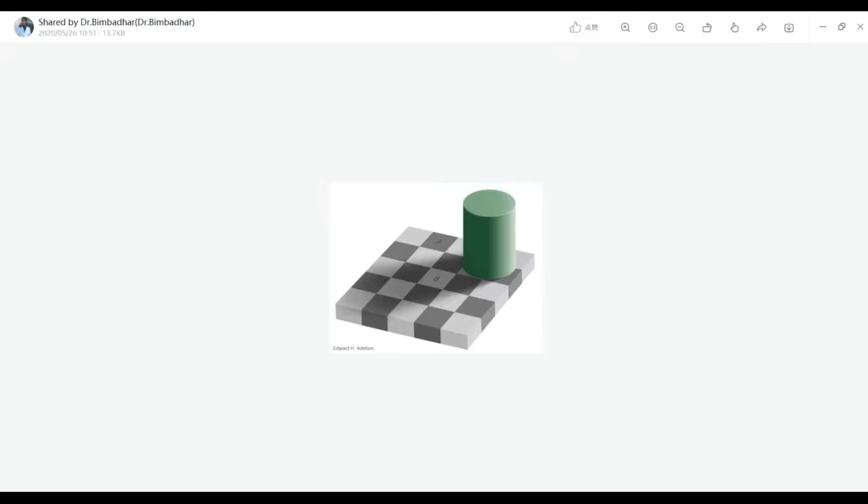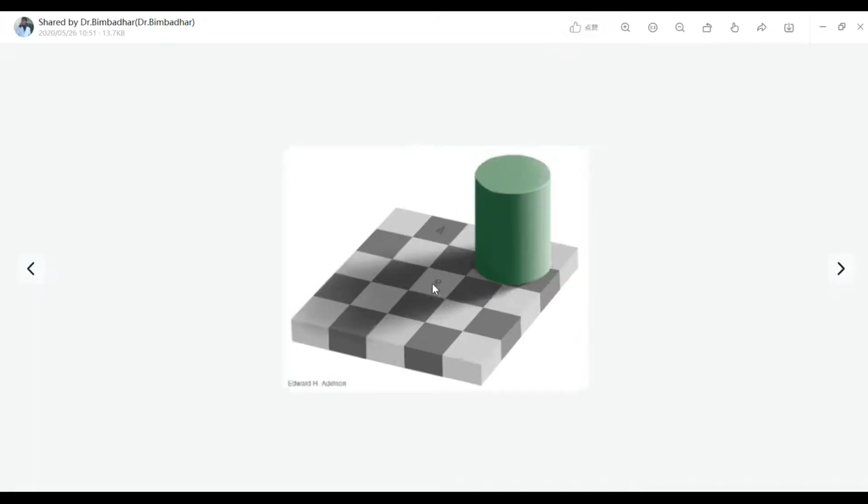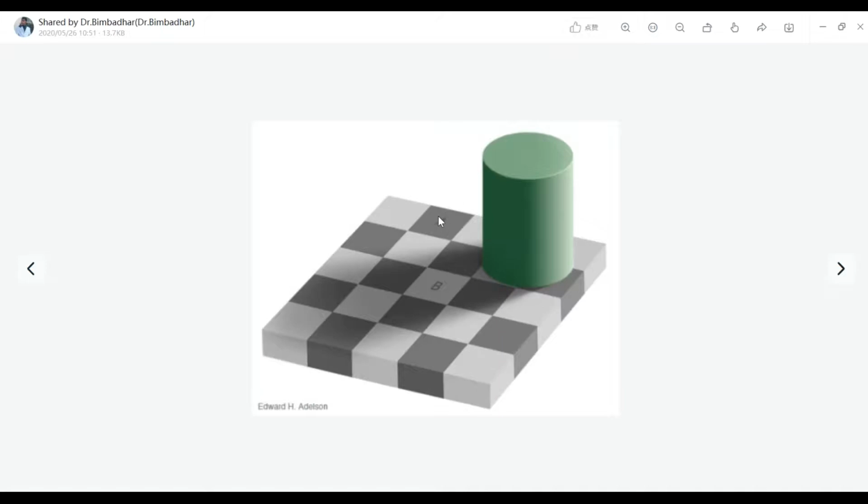You see here, this is a very simple, basic science experiment that is actually done for the observation of shadows. We will just try to understand very simply. Do you think that in this picture, particularly in this picture, square A and square B are of the same color or of different colors? First, you tell me, are they the same color or different colors?